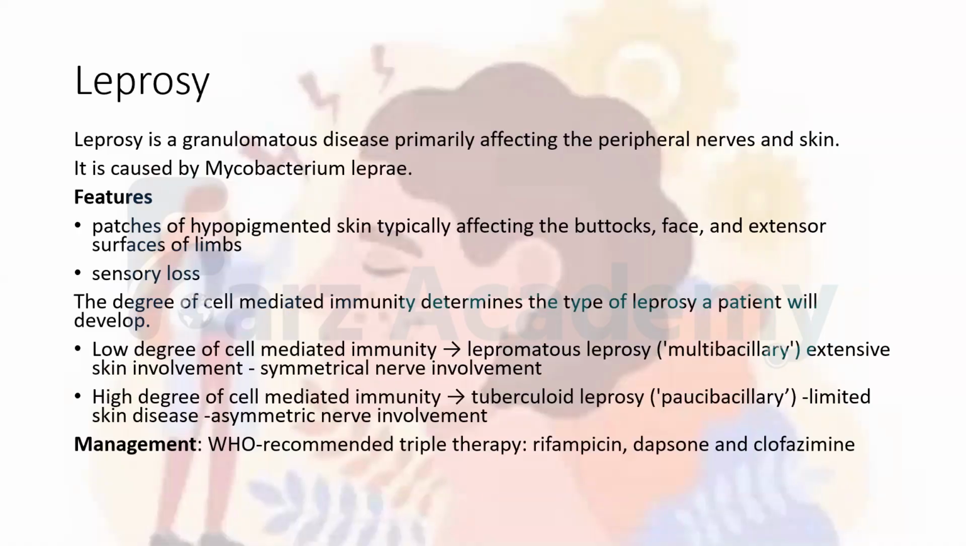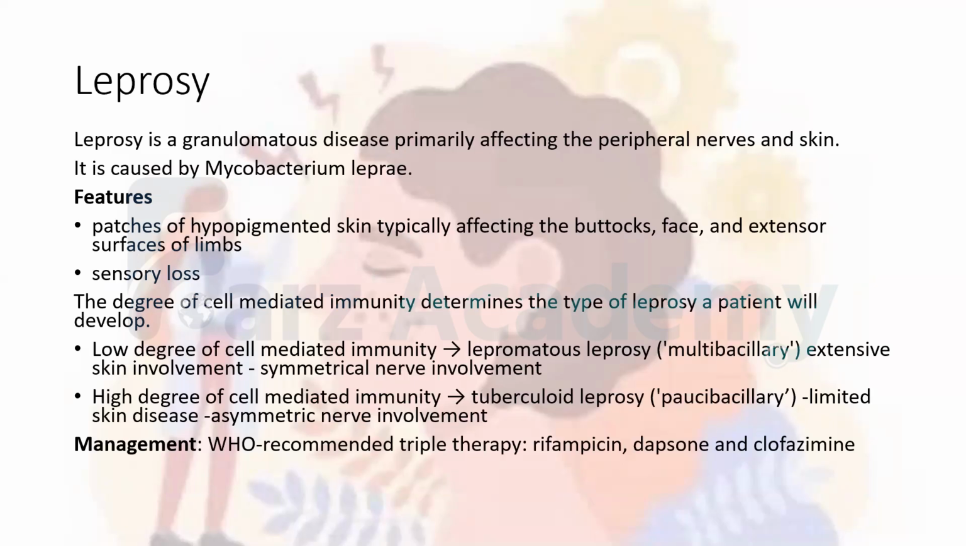Next, coming on to leprosy. It is a granulomatous disease primarily affecting the peripheral nerves and the skin. It is caused by Mycobacterium leprae. Features are hypopigmented skin lesions, typically affecting the face, extensors, and buttocks. It can also affect the limbs. Commonly, sensory loss is also seen over these hypopigmented patches.